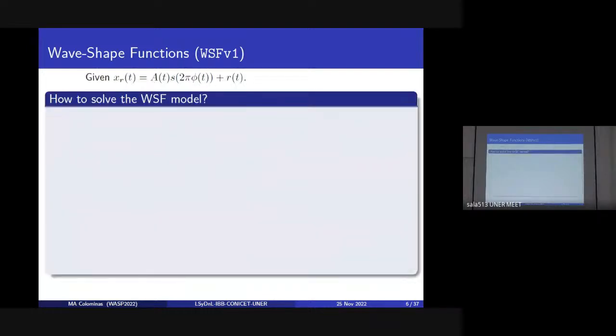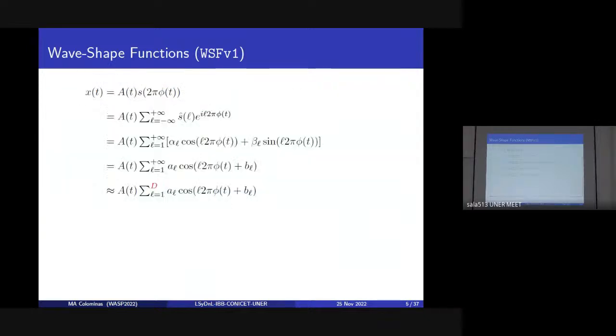Okay, but now how do we solve the wave-shape function model, and what does it mean to solve? To solve is to estimate D somehow and to estimate the coefficients that will allow us to characterize this wave-shaped function, to characterize this oscillatory repeating pattern, even though the signal is not periodical, of course.